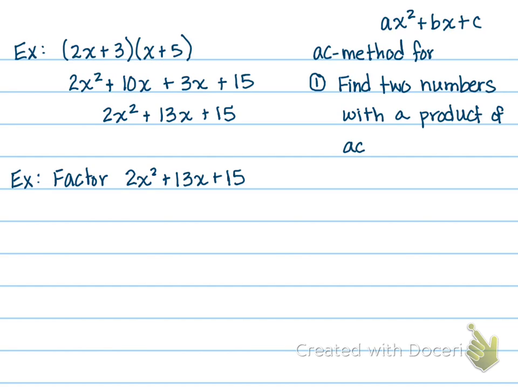AC is the coefficient of the first term times the coefficient of the last term, right? Notice there's no variables involved. We're just using the coefficients here. And we want a sum of B, which is the coefficient of the middle term.